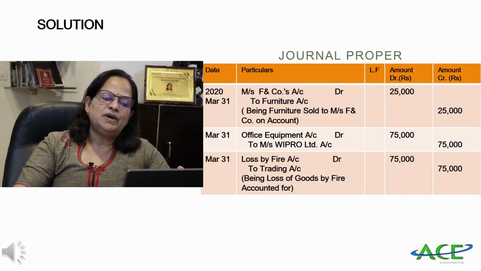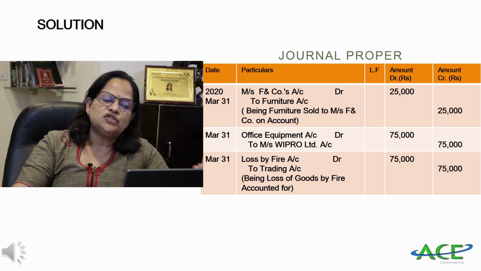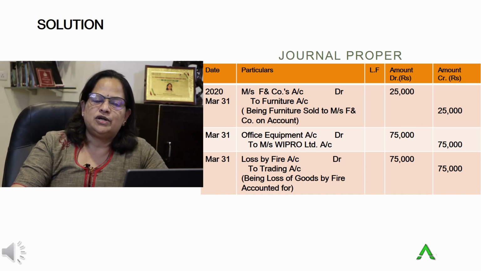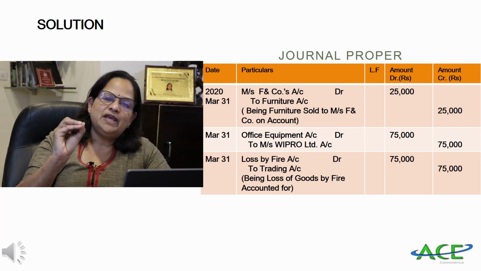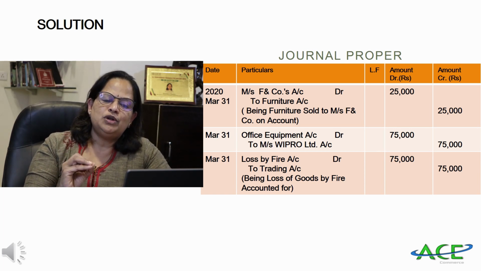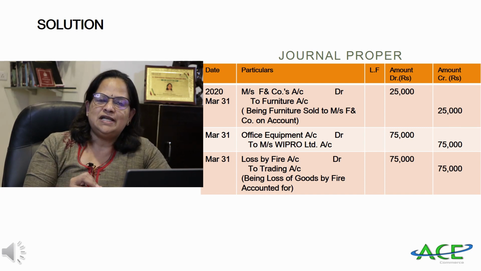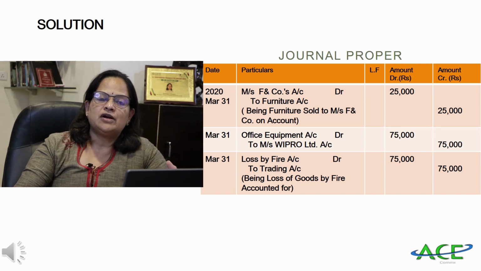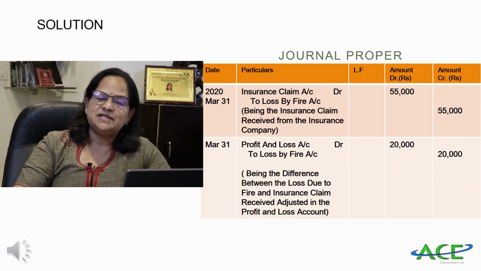Now journal proper. First one is Messrs. F and Company's account debited 25,000 to furniture account. So that is 25,000 furniture sold to Messrs. F and Company on account. So it's a miscellaneous entry. Next is office equipments. They are purchasing a computer from Wipro Limited for 75,000 on credit. So that is why this is a miscellaneous entry. Next is loss by fire to trading account. That is 75,000. Loss of goods by fire, that is the trading account.